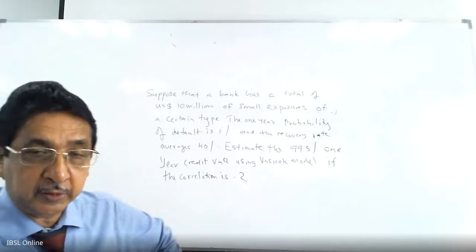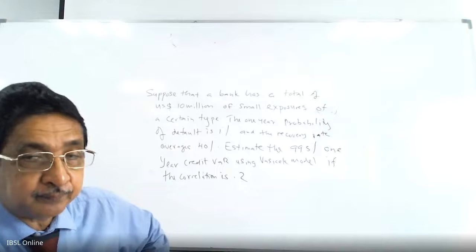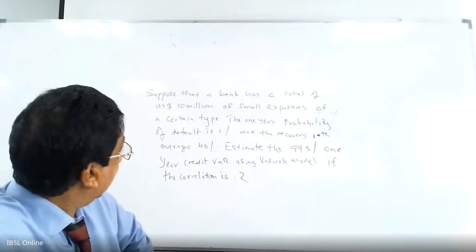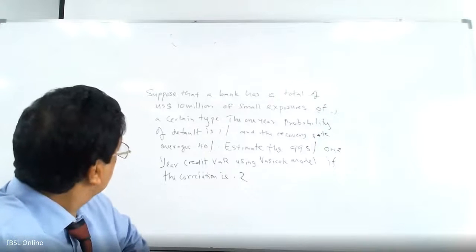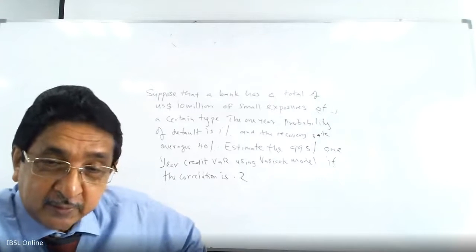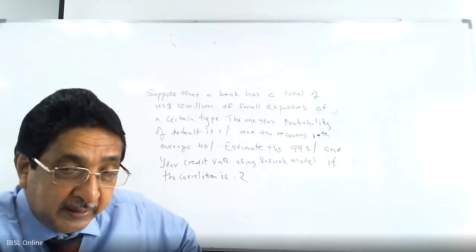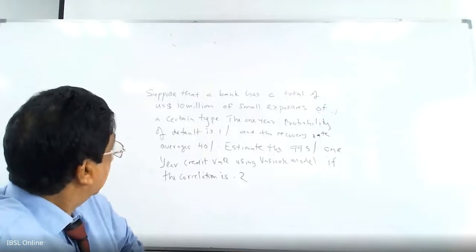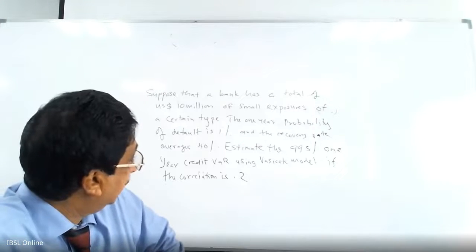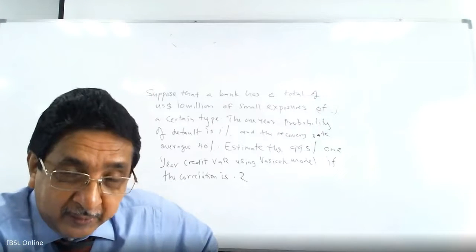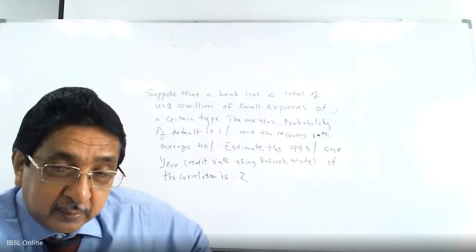Now, before going into detailed things, we need to get some superficial idea about this. Suppose that a bank has a total of $10 million of small exposures of a certain type. So here there are a number of exposures. In total, it is 10 million. The 1 year probability of default is 1%. And when you say the one year probability of default, it means in the portfolio.